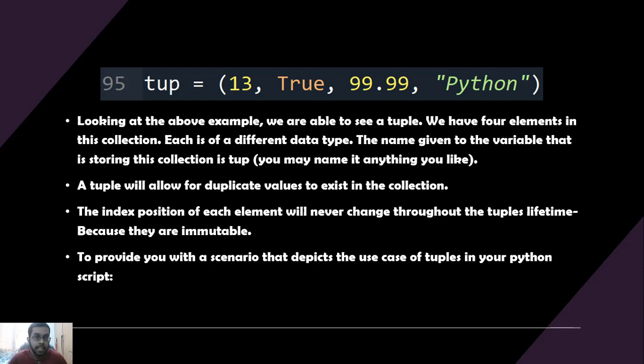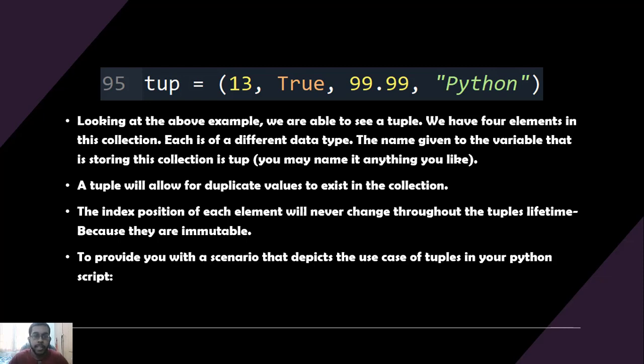Looking at the above example, we are able to see a tuple. We have 4 elements in this collection. Each is of a different data type. The name given to the variable that is storing this collection is tup. You may name it anything you like. A tuple will allow for duplicate values to exist in the collection. The index position of each element will never change throughout the tuple's lifetime because they are immutable.